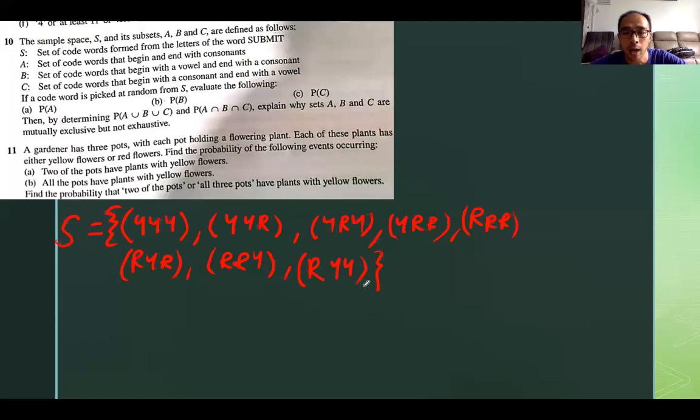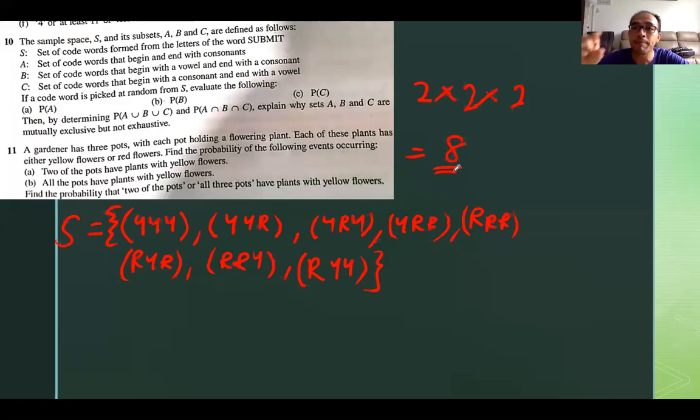Okay. Now, how do I know? Macam mana saya tahu yang ada 8 saja dia punya ini? This is the first thing that we learned when we did permutation and combination. You have 3 pots. Every pot ada 2 kemungkinan yang berlaku. So pot number 1 is 2 kemungkinan, pot number 2 is 2 kemungkinan, pot number 3 is 2 kemungkinan. So jumlah kemungkinan yang mungkin ada adalah 2 kali 2 kali 2, which is 8. That's how I know that my sample space is 8. Because I use the multiplication rule from chapter 6.